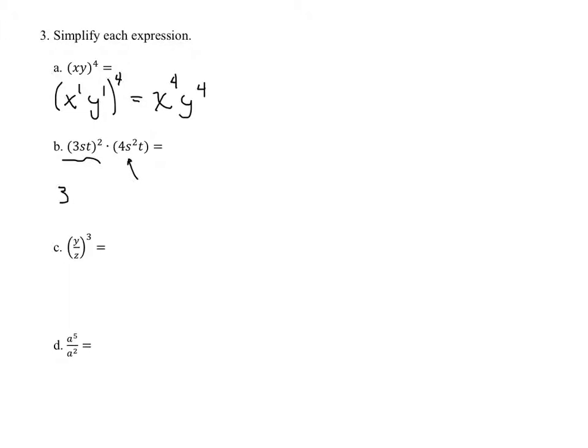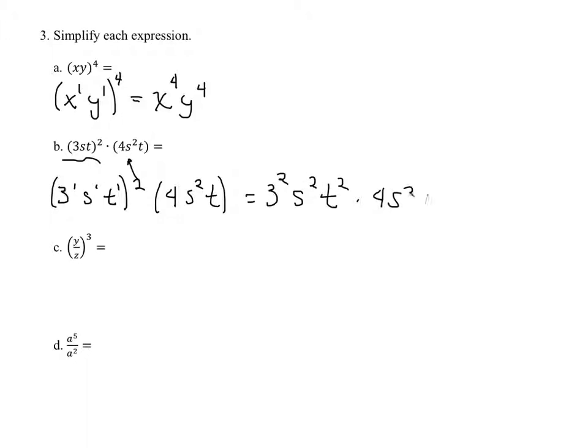Next one, first we're going to have to square this and then multiply it by this one. Remembering that each one of those is raised to the first power, we're going to raise a power to a power, so we multiply our exponents. So it would be 3 squared s to the second t to the second times 4 s to the second t. And now we're in multiply mode. But 3 squared is really 9.